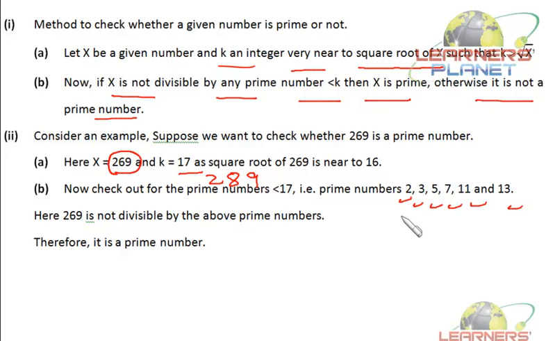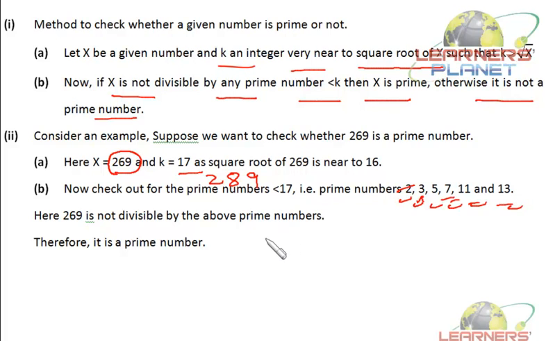Since it is not an even number, it won't be divisible by 2. Since the sum of digits is not divisible by 3, which is 17, it won't be divisible by 3. Similarly, in the case of 5, 7, 11 and 13, this number is not divisible by any one of them. Hence, it will be a prime number.